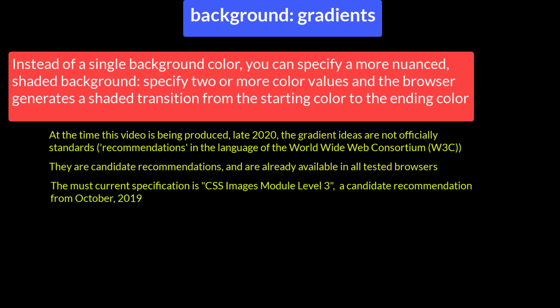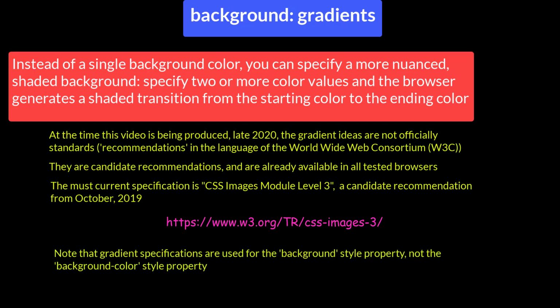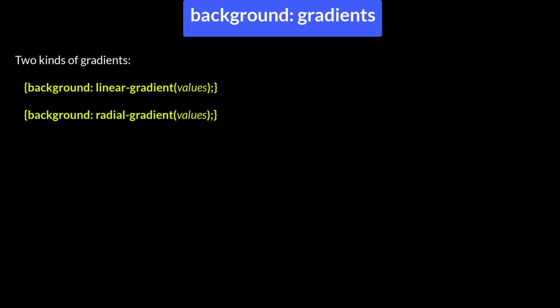The most current specification is CSS Images Module Level 3, a candidate recommendation from October 2019. Here's the URL. Note, the gradient specs are used for the background style property, not the background-color style property. And there are 2 kinds of gradients: background linear-gradient with its values, and background radial-gradient with its values. So let's take a look at how to code the various values.